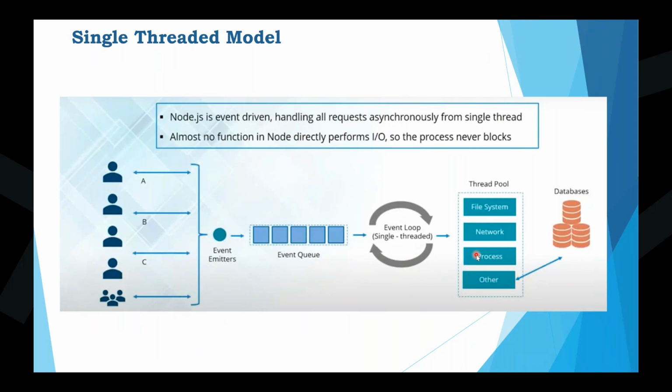Okay, so Node.js is a single thread model, which means one operation is executed at a time in a thread. So Node.js can handle many users simultaneously by using event loops, asynchronous callbacks, promises, all the things.